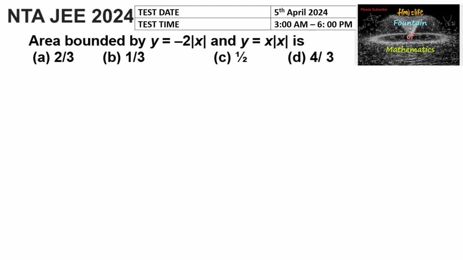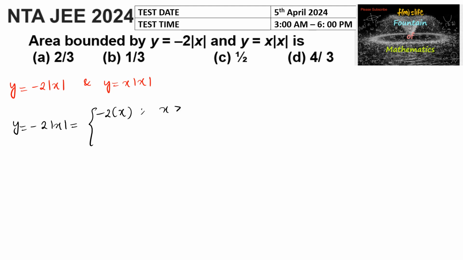Area bounded by the curve y equals negative 2 mod x and y equals x times mod x. So we can write y equals negative 2 mod x, which equals minus 2 into mod x, that is, minus 2 into positive x when x is greater than or equal to 0, or minus 2 into minus x when x is less than 0. So that is negative 2x for x greater than or equal to 0 and positive 2x when x is less than 0.